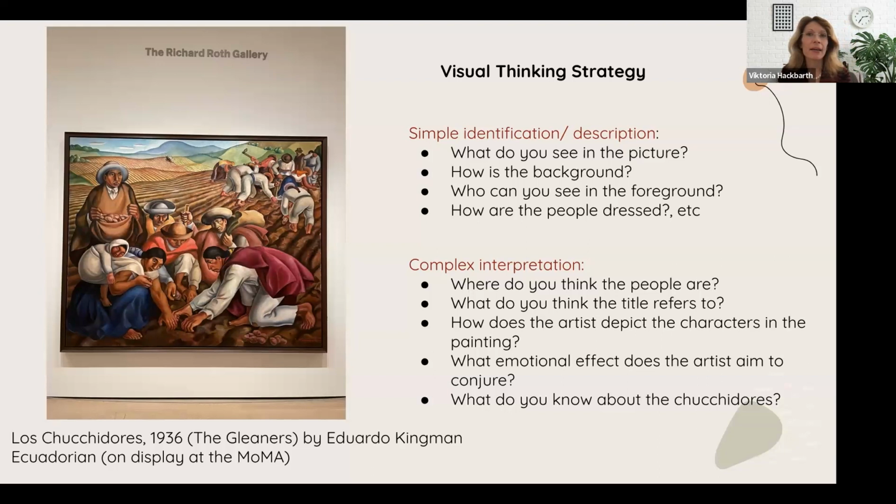And looking at this image, we can ask students, let's say in lower levels or even in higher levels of Spanish or language classes, what do you see in the picture? Okay, identify figures, colors, what are people doing? How is the background? Who can you see in the foreground, background? And how are people dressed, etc. So there are lots of things that we can use this image for at basic language levels.